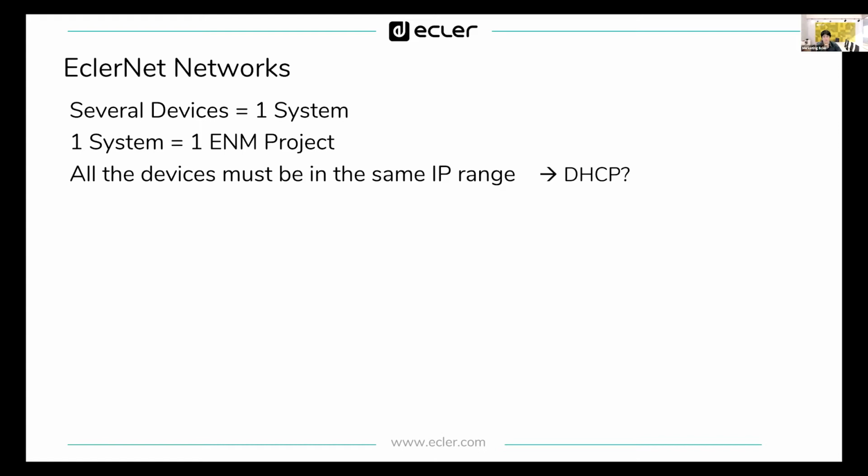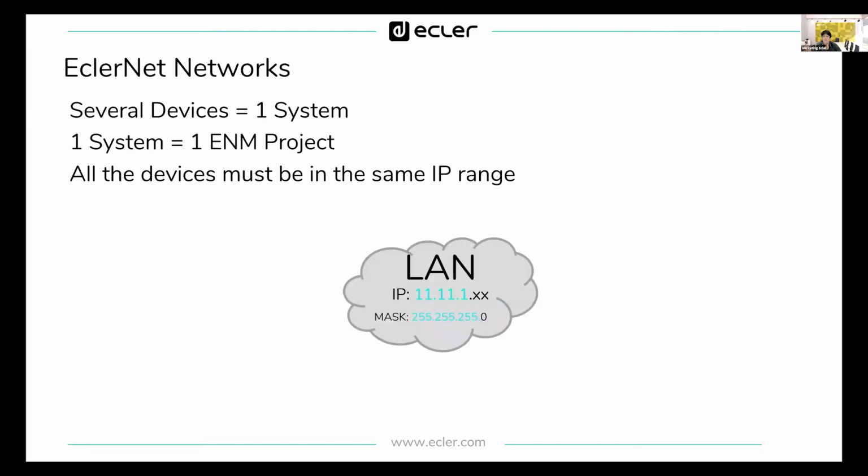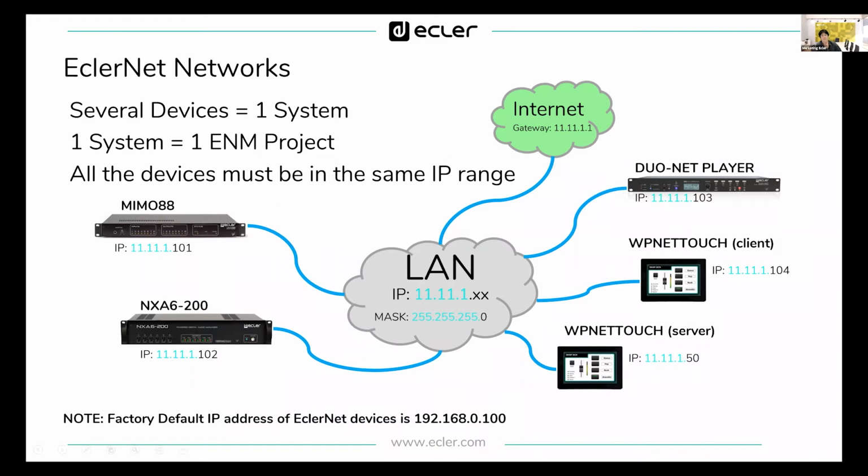Again, all the devices must be in the same IP range because we don't have dynamic IP. If we have a network like this, where the IPs are 11, 11, 1, and then one more number, and we have this mask, 255, 255, 255, all the devices should be in the same range. It means that, as this mask forces us, the first 3 octets are the same in each and every device.